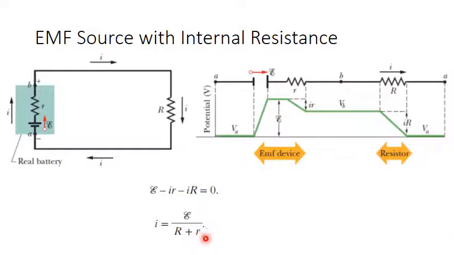We should note that if the internal resistance equals 0, we return to the simple Ohm's law, I equals E over R. Okay?